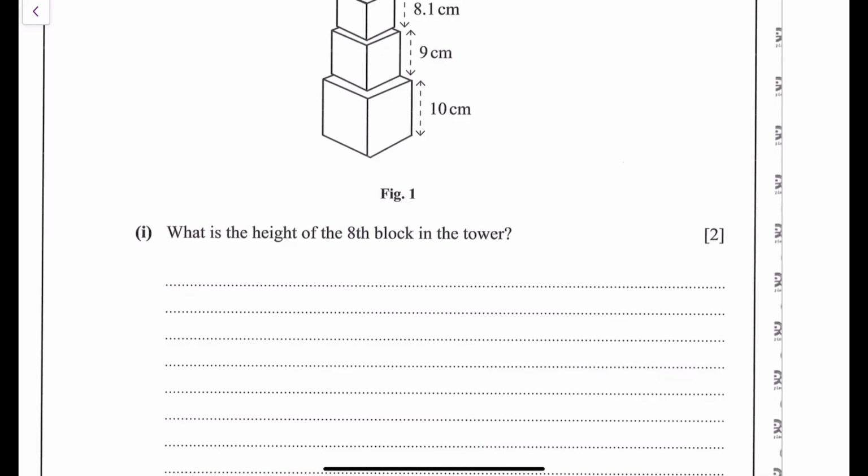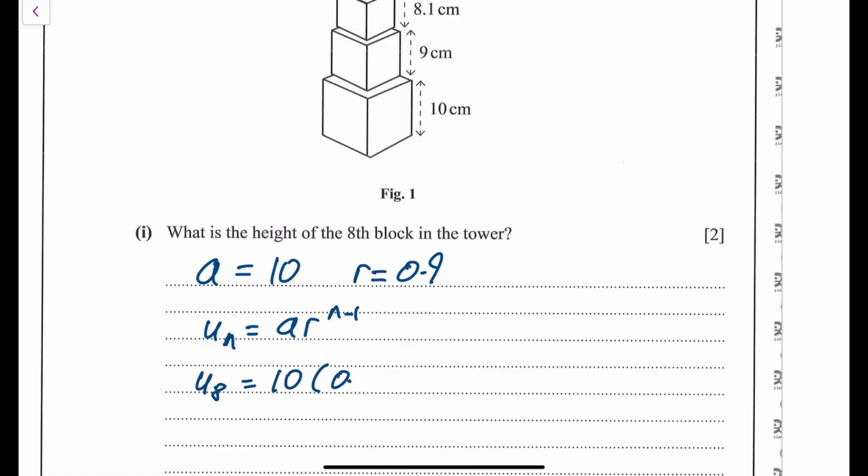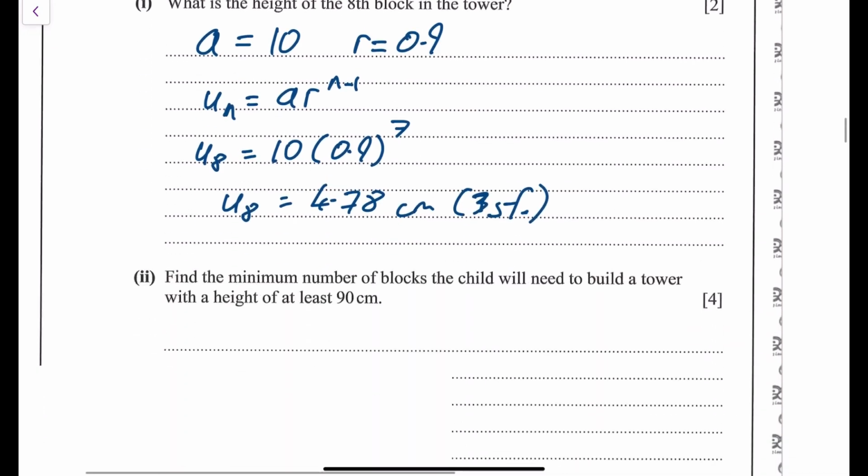So here this is a GP. Your first term is 10. Your second term, or how you get from the 10 to 9, is you multiply by 0.9. So your general term would be a times r to the power of n minus 1. In this case, our 8th term is 10 times 0.9 to the power of 7. If you did that out, it would be 4.78 centimetres to 3 sig figs. Remember, 3 sig figs is what we're looking for here in this exam.